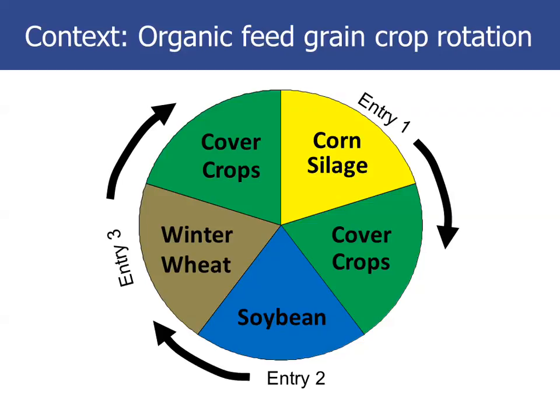The context is an organic feed grain crop rotation that's common for organic dairy farms in Pennsylvania and the Northeast. It's a corn silage, soybean, wheat rotation, and there are two windows there where you can plant cover crops.